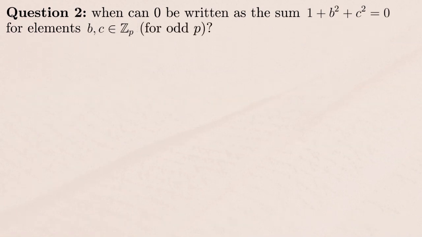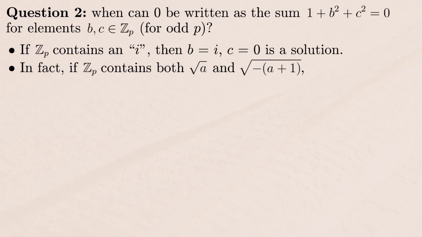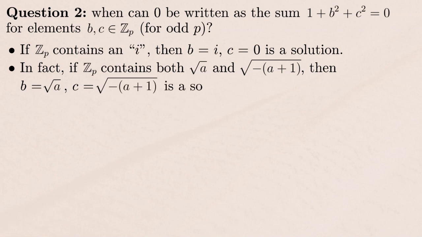Well, firstly, if Zp contains an i, then setting b equals i and c equals 0 is the solution, since 1 plus i squared equals 0. Secondly, actually just a slight generalization of the above fact, if Zp contains both the square root of some number a and the square root of minus a plus 1, then setting these equal to b and c respectively is also a solution. So let's assume that neither is true.